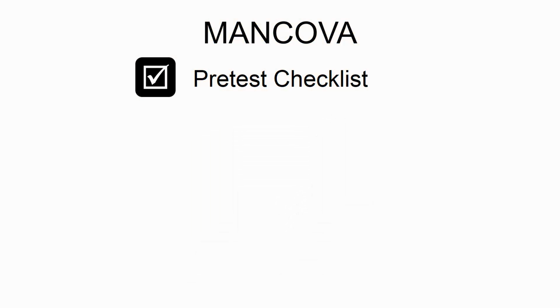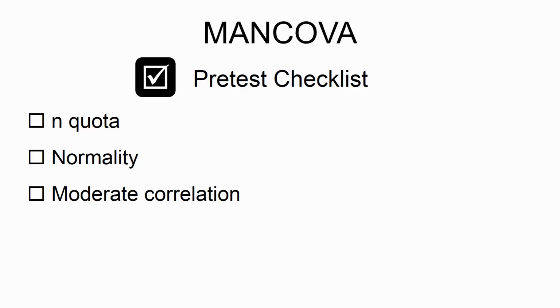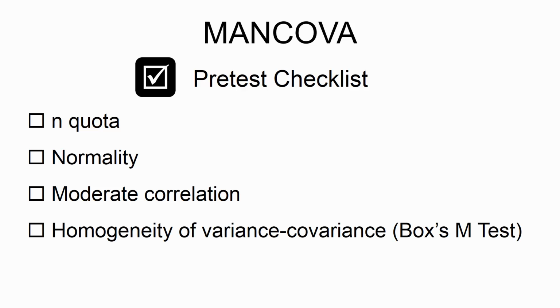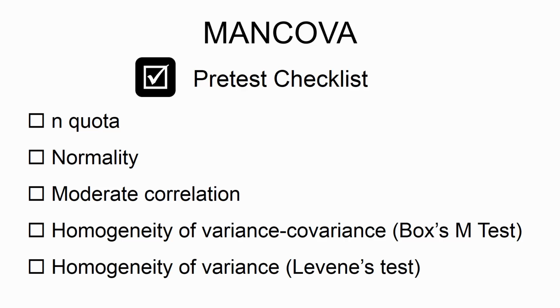The MANCOVA test has the same 5 pretest criteria as MANOVA: N quota, normality, moderate correlation, homogeneity of variance-covariance, Box's M test, and homogeneity of variance, Levene's test. We'll check for the first 3 now. We'll see the results of the remaining 2 when we run the MANCOVA test.